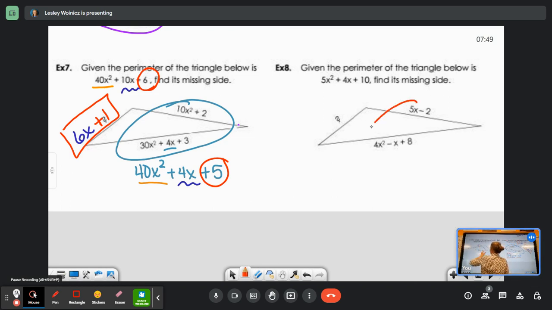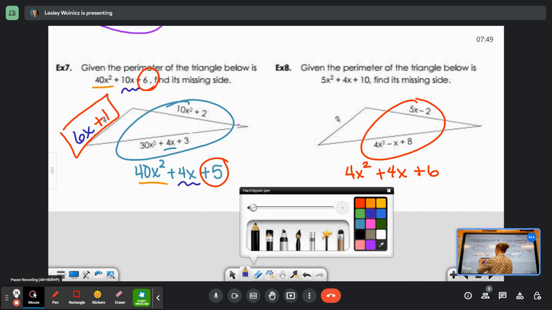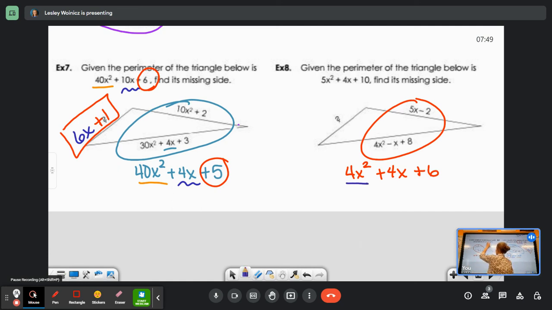So we're going to add these two up. I get 4x squared. 5x minus an x gives me 4x. And then 8 minus 2 gives me 6. So I have 4x squared, but I need 5. So I need an x squared.